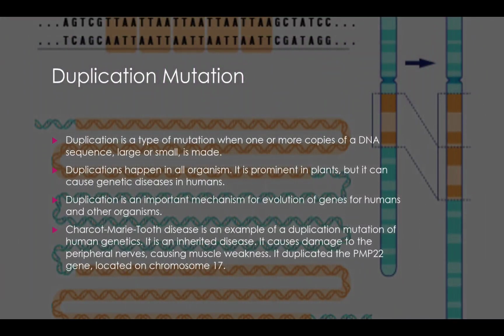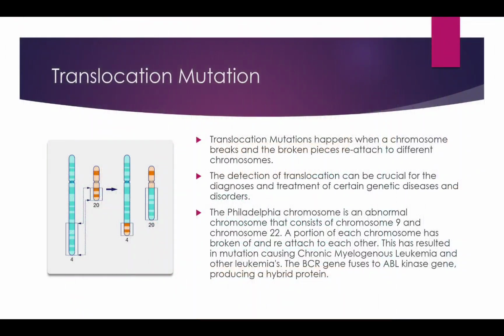Duplication is when one or more copies of a DNA sequence, small or large, are made. It happens in all organisms. It's an important mechanism for evolution. Translocation is when a chromosome breaks and then reattaches to a different chromosome. Detection of this mutation can be crucial for the diagnosis and treatment of genetic diseases and disorders.